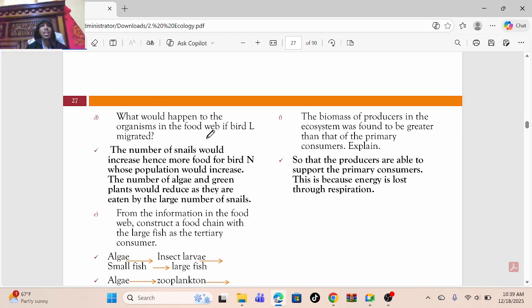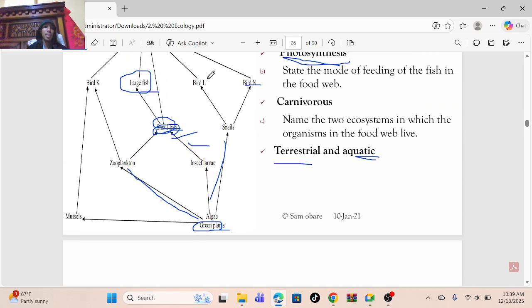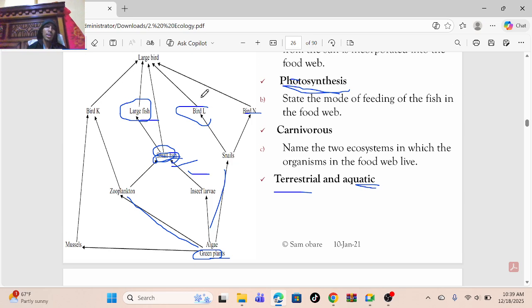What will happen to the organisms in the food web if bird L migrated? Good. So this bird L may migrate. So if bird L imetoka hapa migrate kabisa, what will happen? Number one, the number of snails will increase. Unajua hivyo. Snails increase, the green algae or the green plant itakuwa reduced.